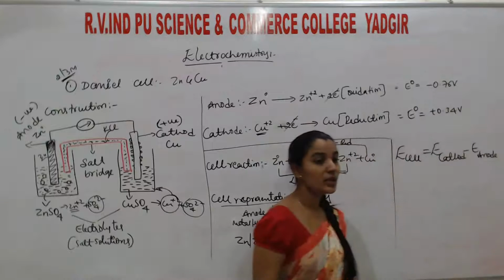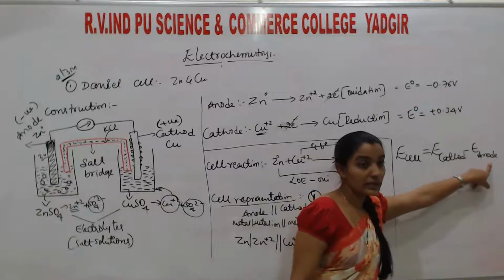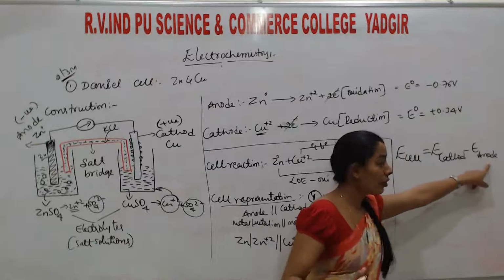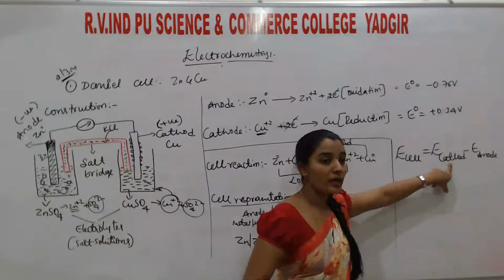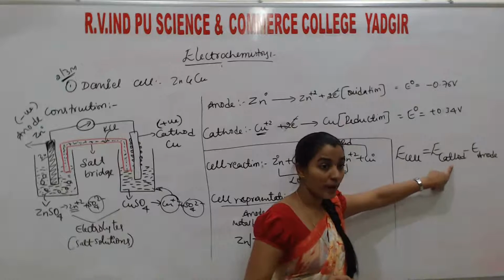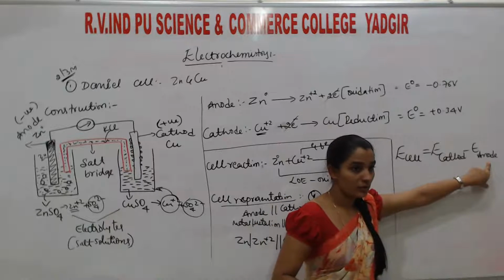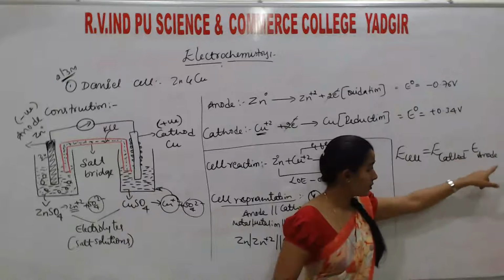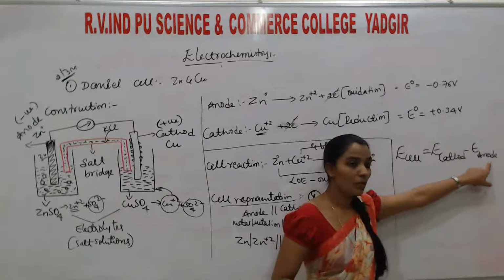Why? Because students, as I told you, the anode is the one with less positive, more negative potential. So the cathode is more positive, less negative. More positive, less negative. Understood?